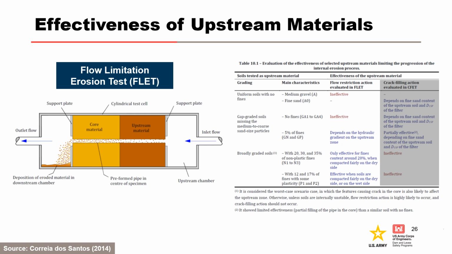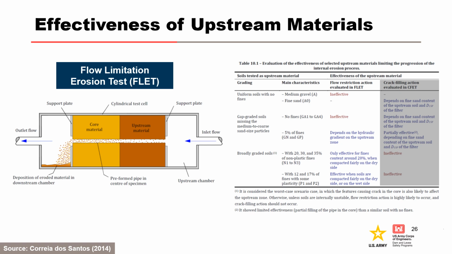The flow limitation erosion test focused on isolating the influence of flow restriction action due to the presence of materials located upstream of the core. No downstream filter was included to isolate the upstream flow limitation. The core and upstream material were drilled to simulate common cause defects, the worst case since flow will not be restricted. Upstream flow restriction action and crack filling action may occur simultaneously.